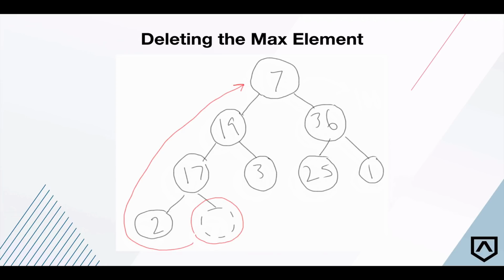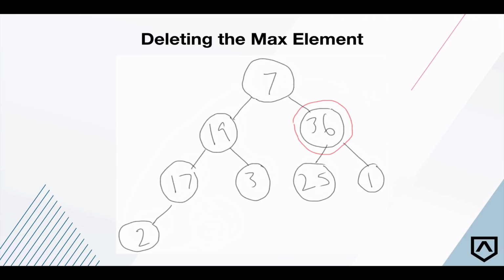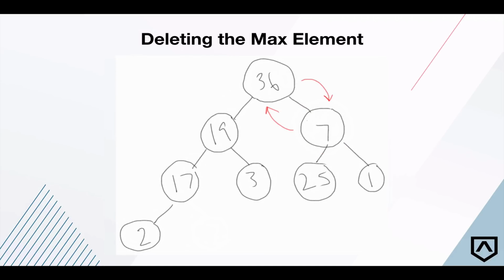But wait a second, 7 is not the max of our heap. So now the node with 7 is going to check its two children. It's going to figure out which one is larger, so 36 in this case. And once that happens, those two are going to swap.